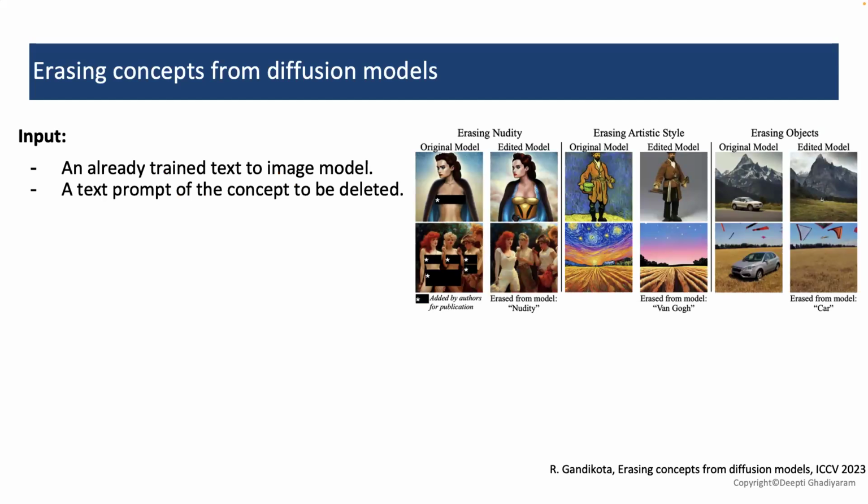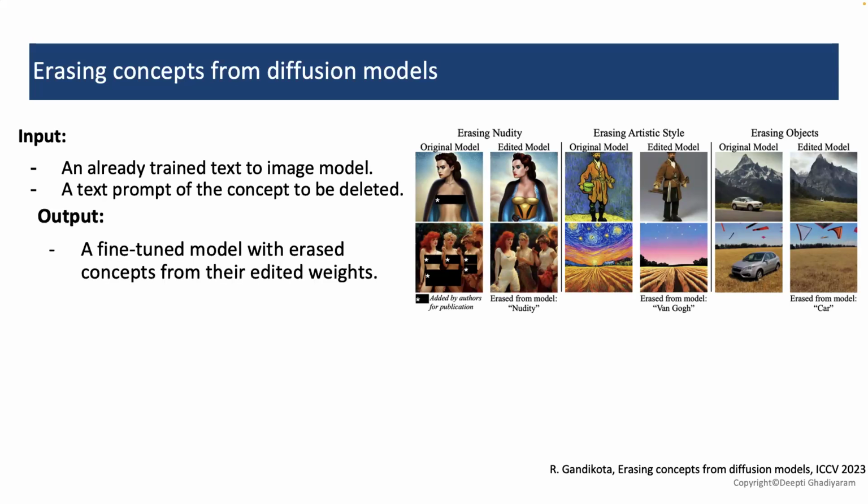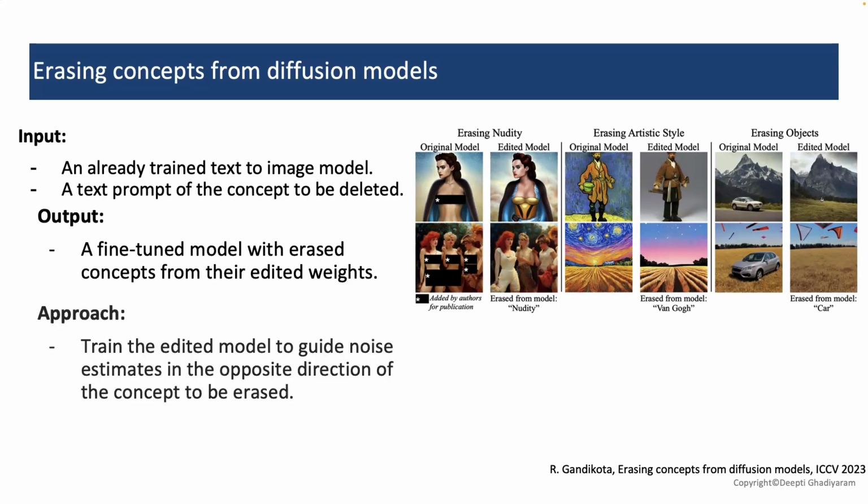Another work in a similar spirit, published in ICCV, takes a model that's already pre-trained, and takes a concept that you want to erase from the particular model. The concept could be abstract, such as nudity or a particular artistic style, or it could be very specific, like an object, such as a car in the image. The underlying idea is very similar to what we saw in Safe Diffusion. You'd want the noise estimates moved away from this particular input prompt. The results here are relatively more faithful to the input prompt, minus the nudity, minus the object that was asked to be removed.